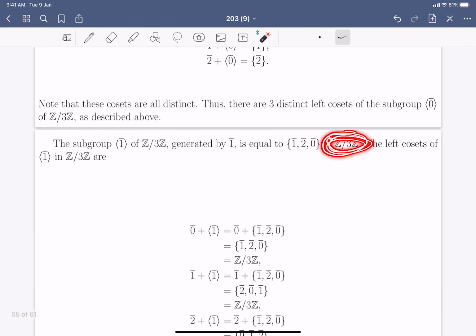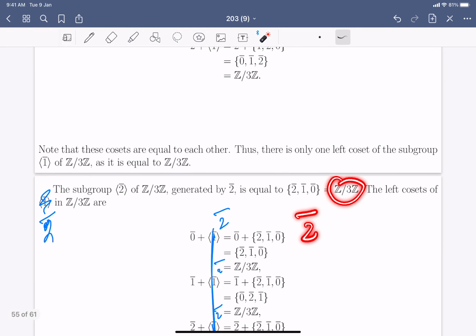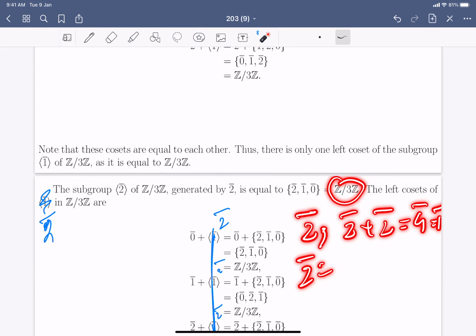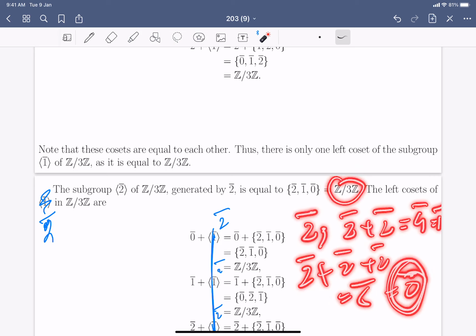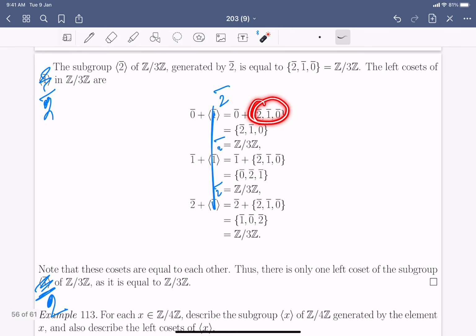It was shown that it is Z mod 3Z there, and here also it will be Z mod 3Z, because you'll have 2 bar, and then 2 bar plus 2 bar, which is 4 bar, the same as 1 bar, and then 2 bar plus 2 bar plus 2 bar, which is 6 bar, the same as 0 bar. So you have obtained 0 bar and 1 bar, and 2 bar was already there. So you have Z mod 3Z. And now to this set, if you add 0 bar, then this is a subset of Z mod 3Z.